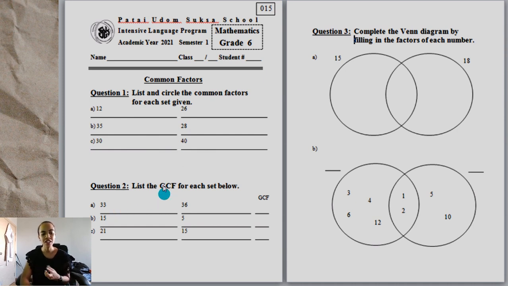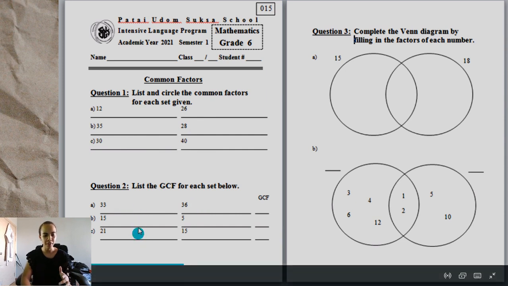Question 2, list the greatest common factor for each set. I've given you a line here where you can write all the factors if you want to. And then on the small line over here for each set, for A, for B, for C, what is the biggest common factor? What is the greatest common factor?